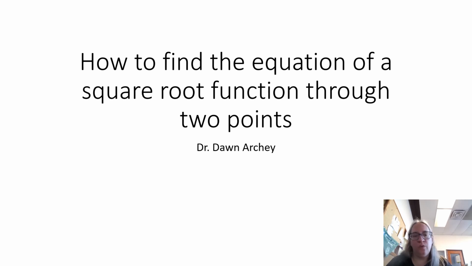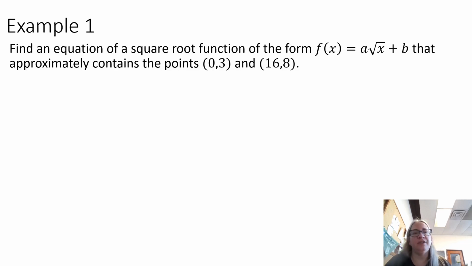In this video, we're going to work through a couple of examples where we find the equation of a square root function that goes through two given points. So here's our first example. Find the equation of a square root function of the form a square root x plus b. So something times the square root of x plus a little extra bit added on, that approximately contains the points 0, 3 and 16, 8.